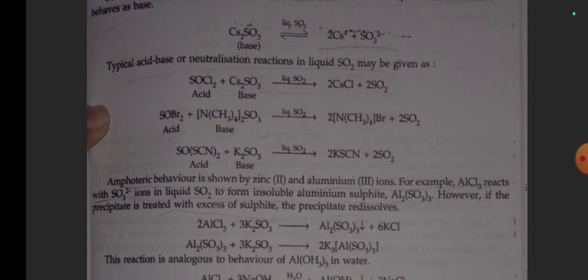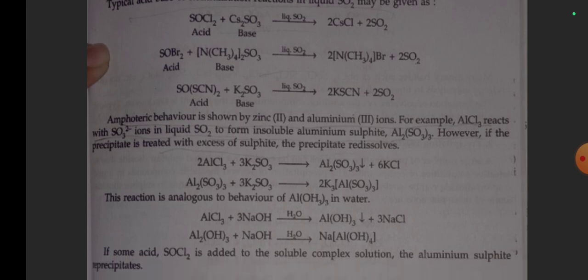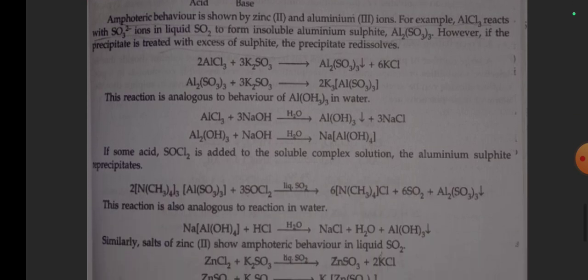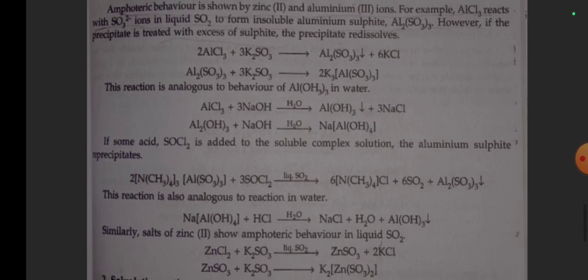Typical acid-base neutralization reactions in liquid SO2 may be given as SOCl2 plus Cs2SO3, on adding liquid SO2, gives 2CsCl plus 2SO2. Amphoteric behavior is shown by zinc(II) and aluminium(III) ions. For example, AlCl3 reacts with SO3 2- ions in liquid SO2 to form insoluble aluminum sulfite, Al2(SO3)3.